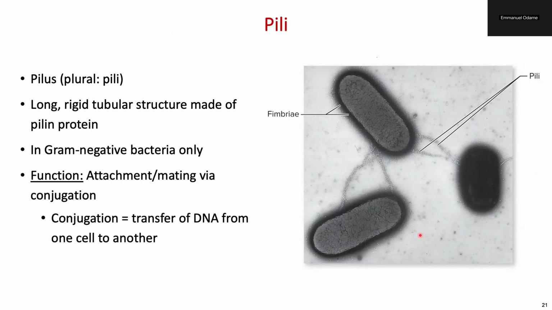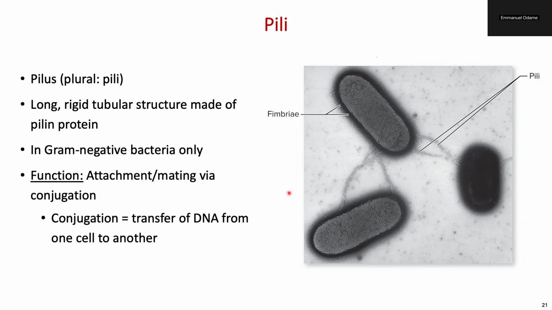So next, we move to pili, or pili, depending on who is pronouncing it. Basically, it's a long, rigid, tubular structure made up of pilin proteins, and it's only present in gram-negative bacteria. The main function is to attach, or sometimes it's used in mating through conjugation.